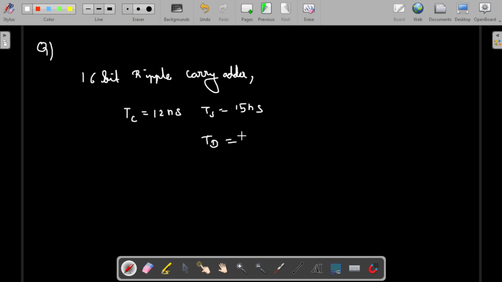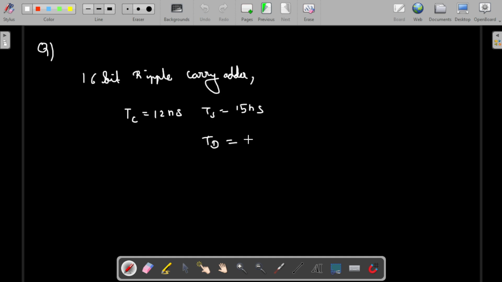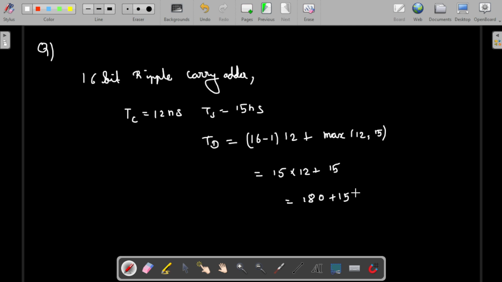Let me answer the question here. The formula is (n minus 1) into TC plus max of TS, TC. So (16 minus 1) into TC, which is 12 nanoseconds, plus max of 12 comma 15. We can clearly see the max is 15. So 15 into 12 is 180, plus 15. The answer will be 195 nanoseconds. We can straightforwardly answer this with the help of the formula that we have learned.